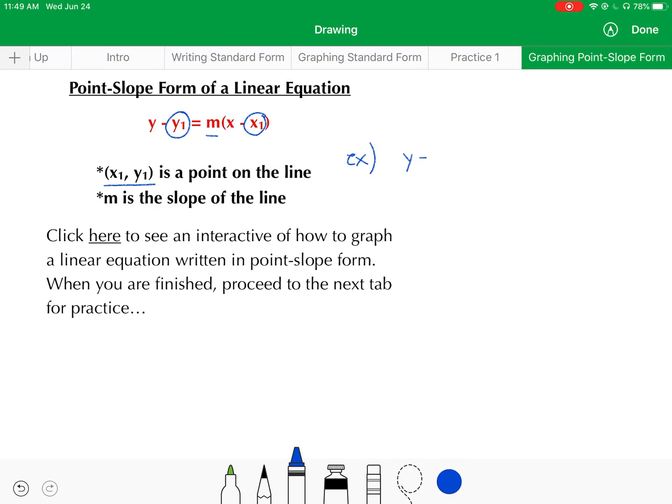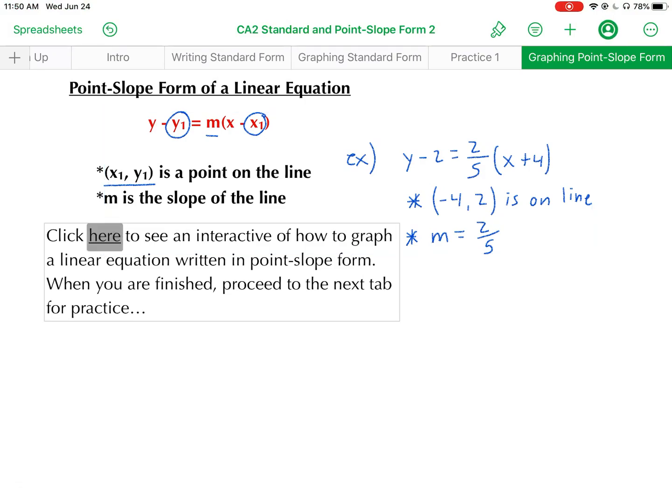Let's say my equation is as follows. That means the point -4, +2 is on the line. And then the slope is 2/5. Okay. Once you identify those two pieces of information, it should be pretty easy to graph the line from there. Let's look at this interactive to help us see how.